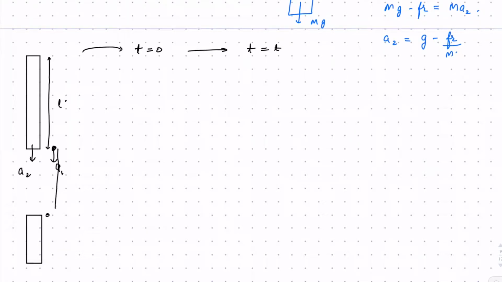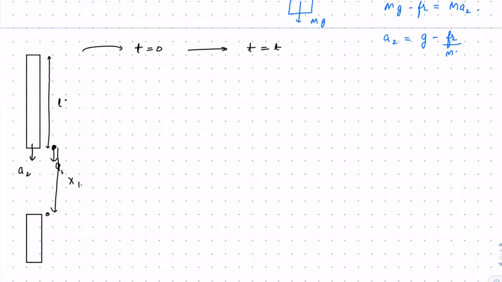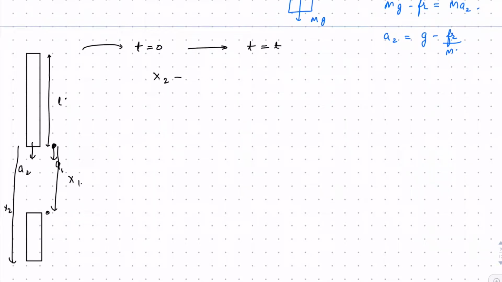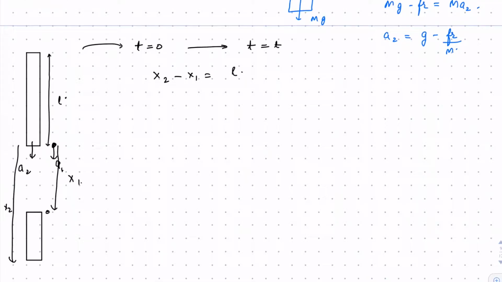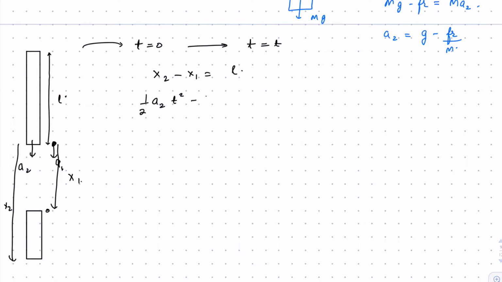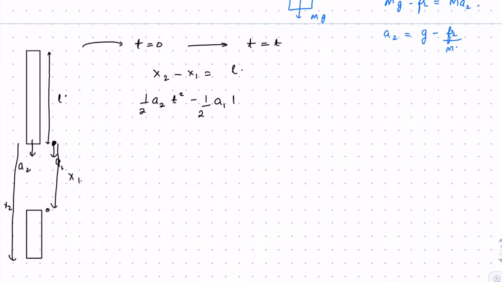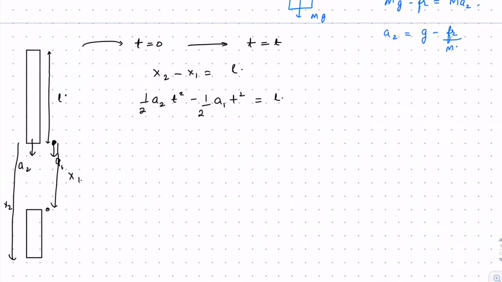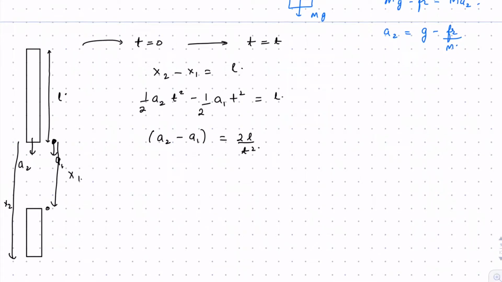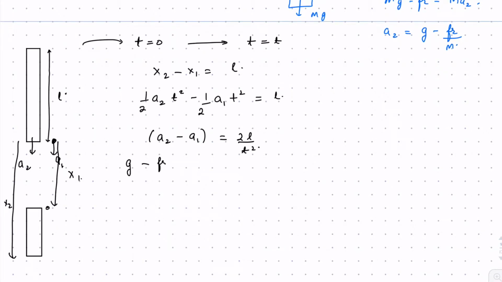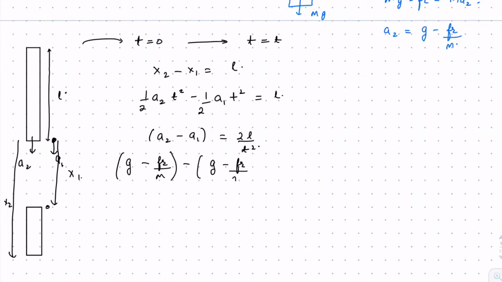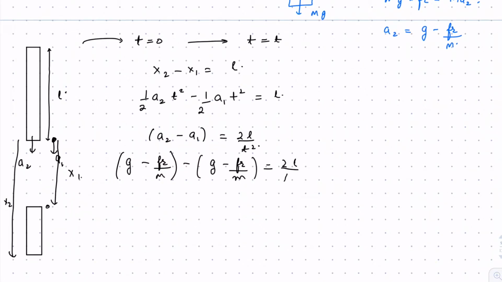Now if this has traveled x1 and this has traveled x2, then clearly x2 minus x1 would be the length of rod. x2 can be written as half a2 t square, whereas x1 can be written as half a1 t square, and the difference can be written as L. So a2 minus a1 can be written as 2L by t square. a2 is g minus Fr by capital M, and a1 was g minus Fr by small m.